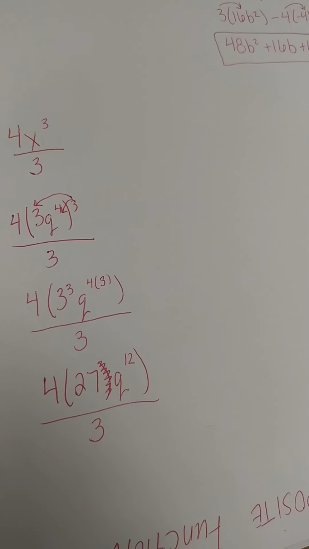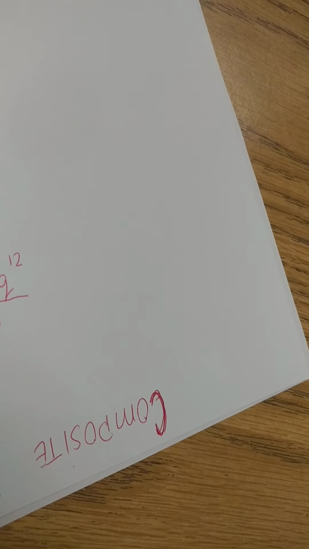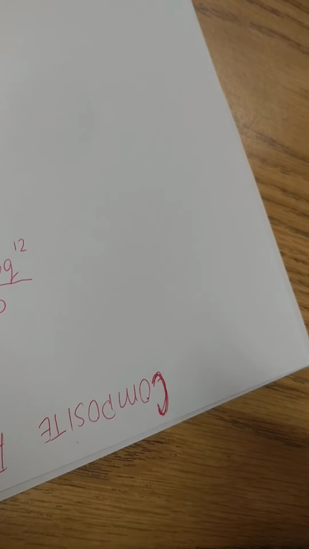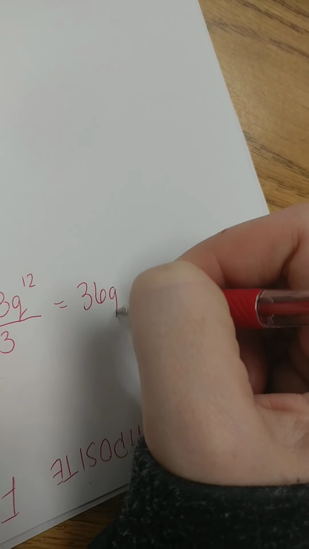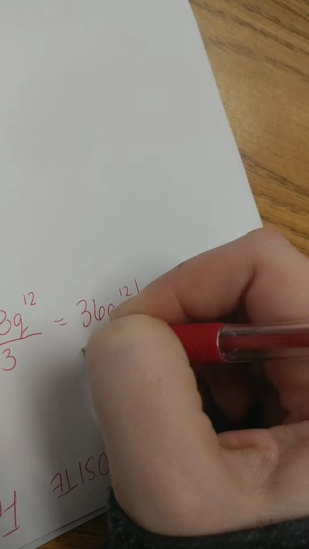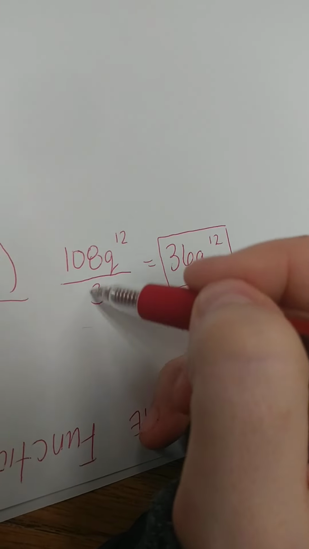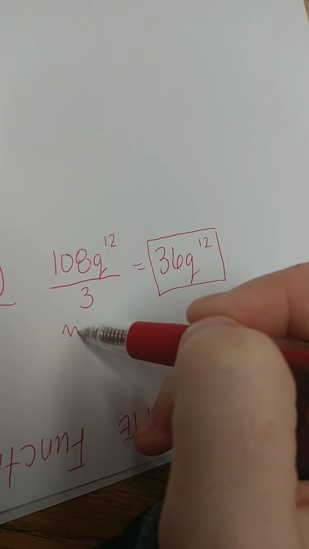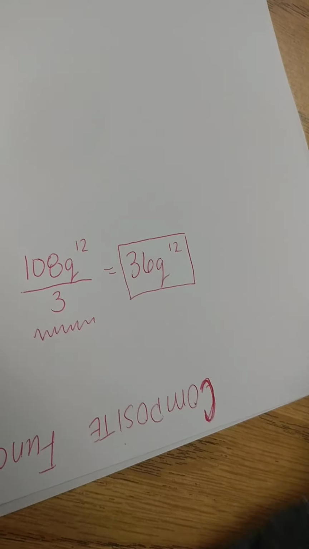So we have a distribution of 27 times 4, which is 108. Q to the 12th divided by 3. Now you can always check, does 108 divide by 3? It does. You should get 36 Q to the 12th. And that's your final answer because there's no like terms. This could be simplified. If you give me this, I will accept it. But on the ACT and your multiple choice quizzes, we're going to give you this as your correct answer.